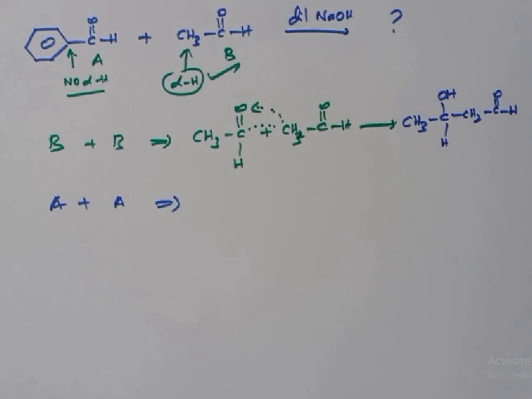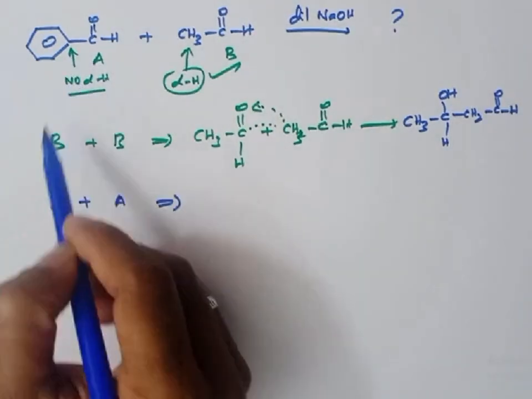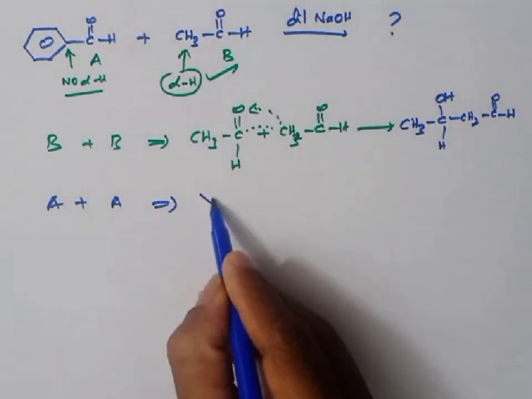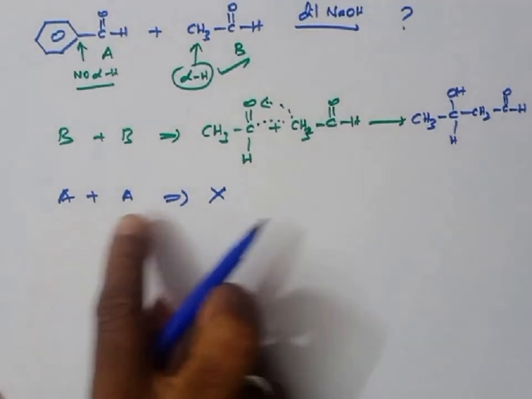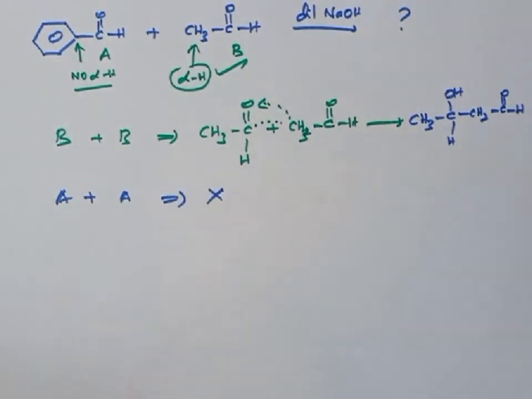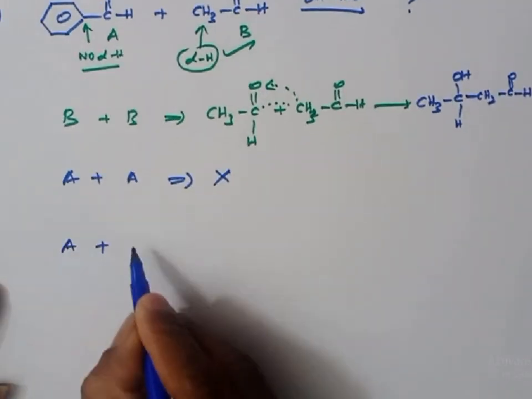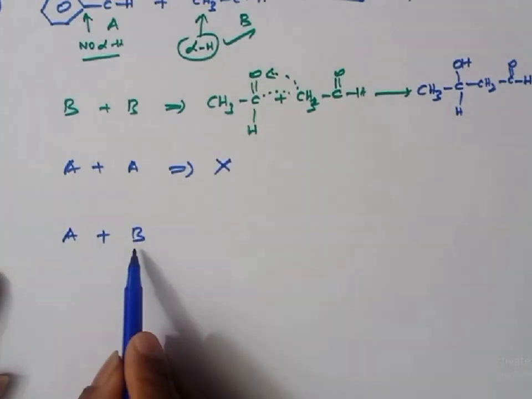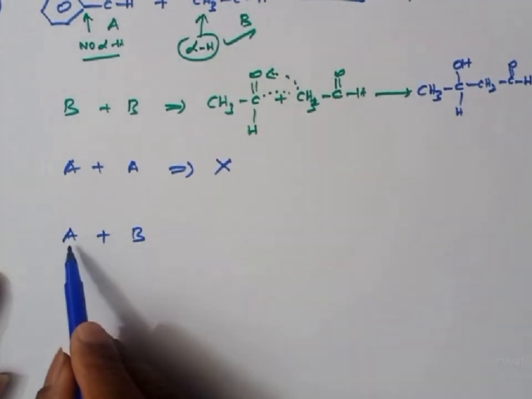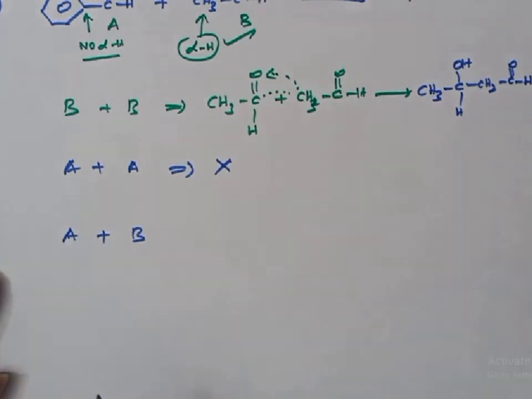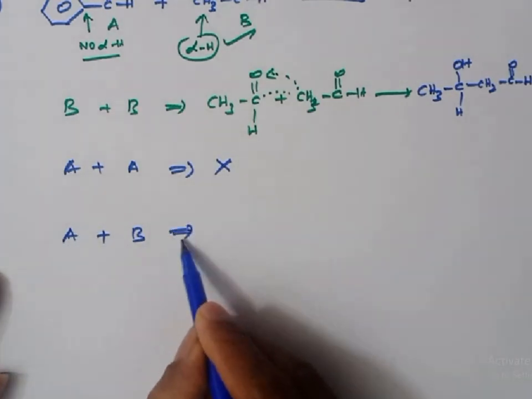See, in compound A, there is no alpha hydrogen. Then how can this molecule undergo aldol individually? This is not possible. A and A never form enolate ion, as there is no alpha hydrogen. Whereas A with B will undergo this reaction. Why? Because B can form enolate, and that can attack the carbonyl group of A as a nucleophile. So this is possible.